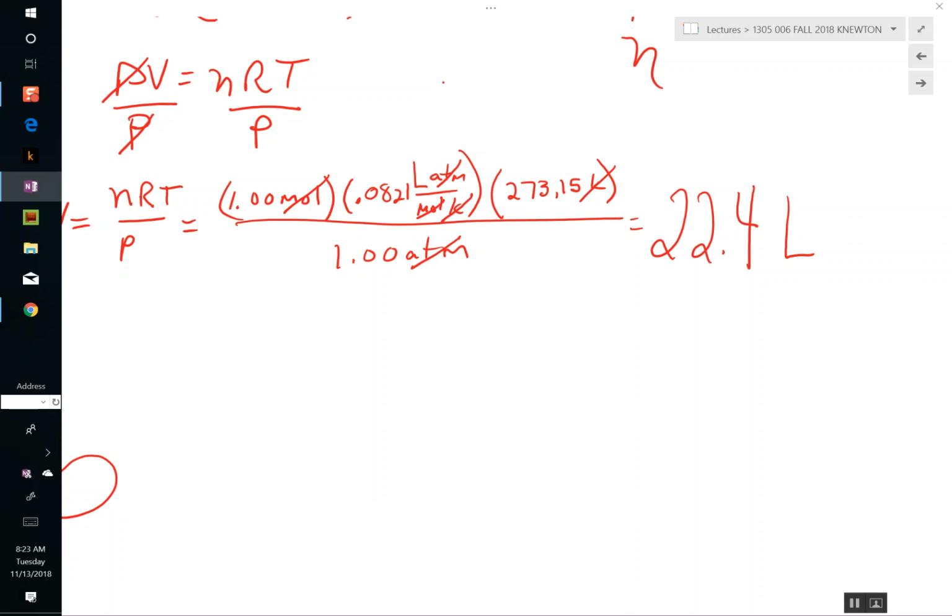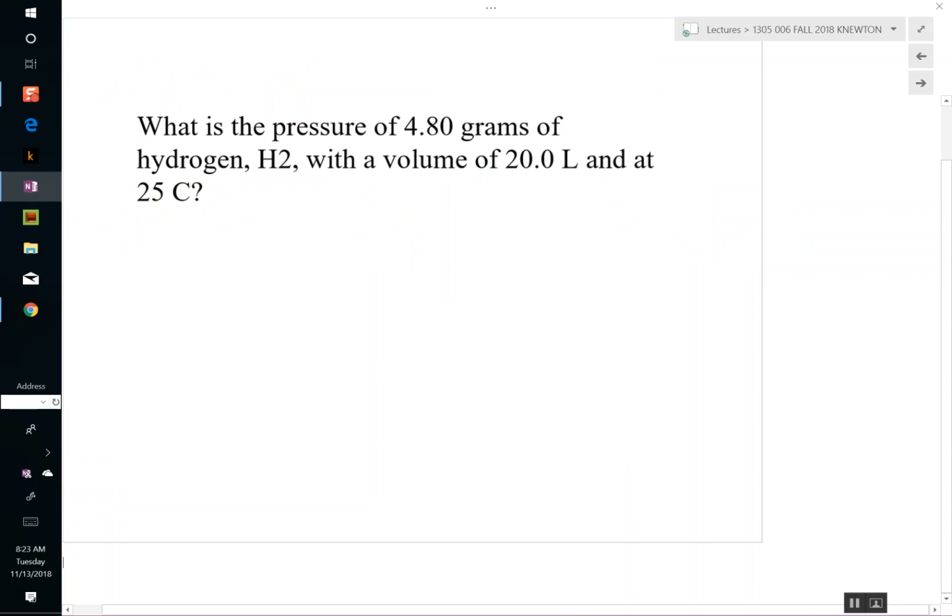All right, so that's an important problem to do. Molar mass. Let's do another. The ideal gas law problems are the most important ones for us to do. What is the pressure of 4.8 grams of hydrogen with a volume of 20.0 liters and it's at 25 degrees C?